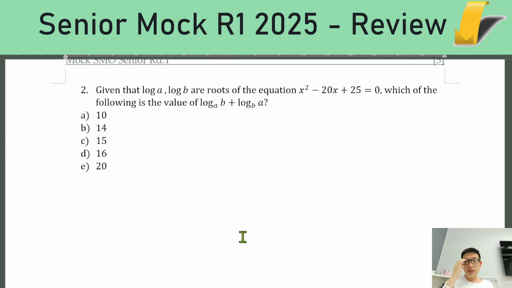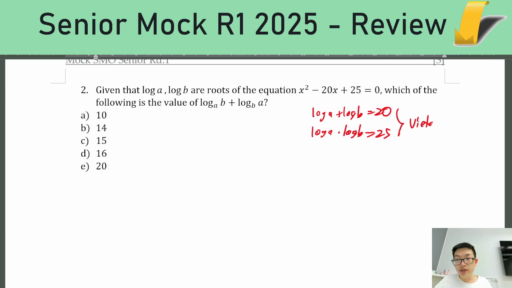Question 2. Now here is a 2-in-1 question. It's a 2-in-1 question because you need to know your log identities and you also need to know your Vieta's formulas. Right now, Vieta's tells you that the sum of roots would be minus -20 over 1. And the product of roots would be 25 over 1. So that's statement 1. You need to know Vieta's. This is from SMO Junior. You need it for quadratics already. You still need it for senior.